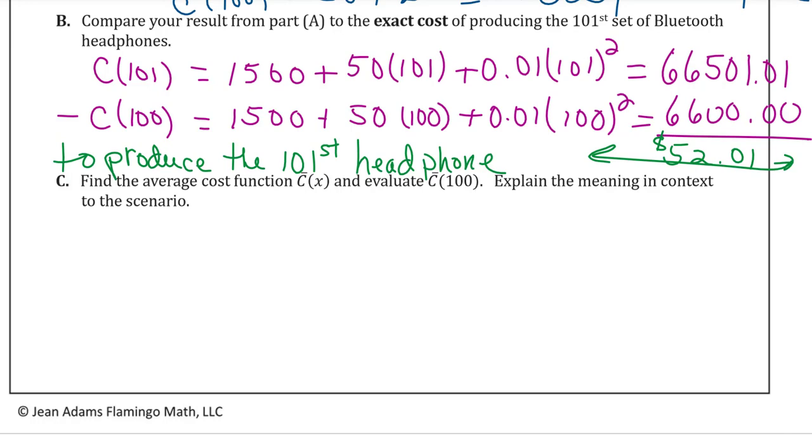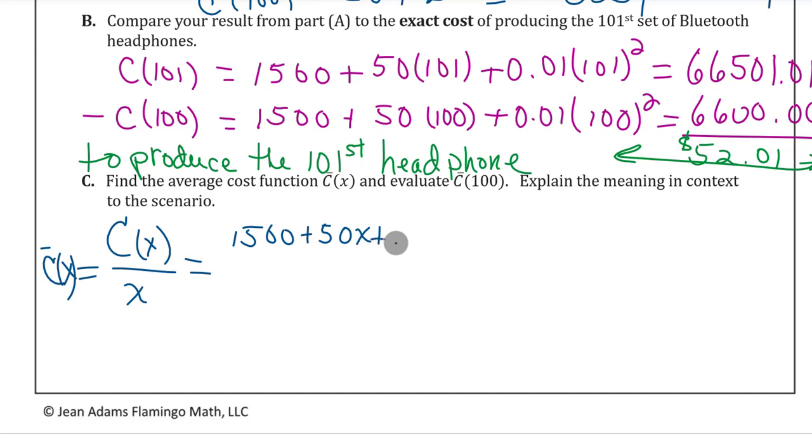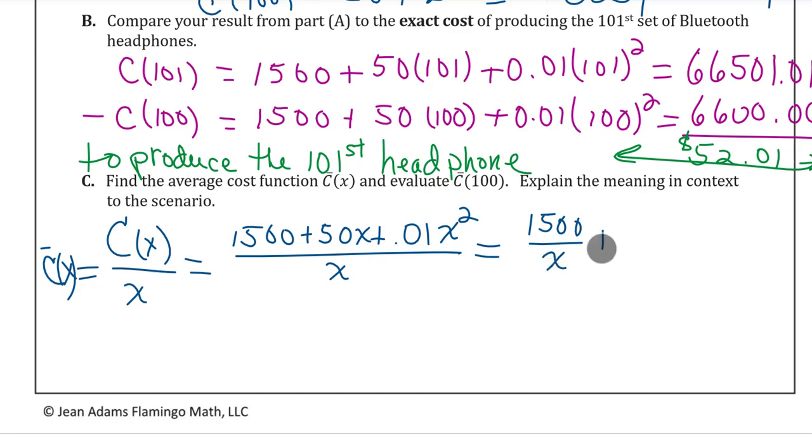Okay, part C, find the average cost, C bar of X, and evaluate C bar of 100. Explain the meaning and context. So just to recall, our average cost function is going to be C of X over X, which is C bar of X. So C of X was 1,500 plus 50X plus 0.01 X squared. We're going to divide that by X. So we get 1,500 over X plus 50 plus 0.01 X. And then we just have to substitute in 100.